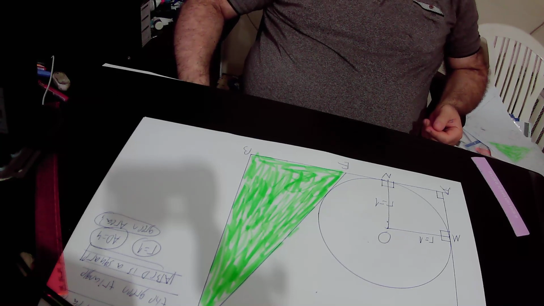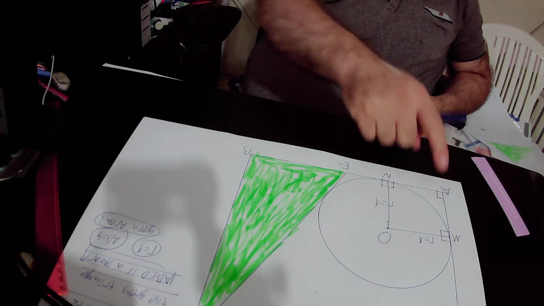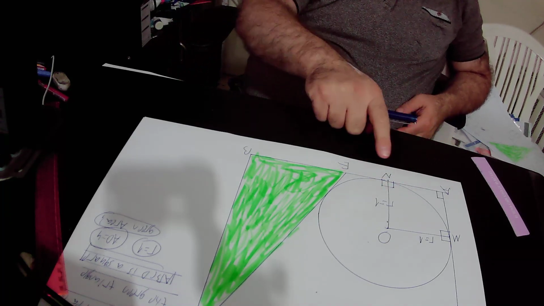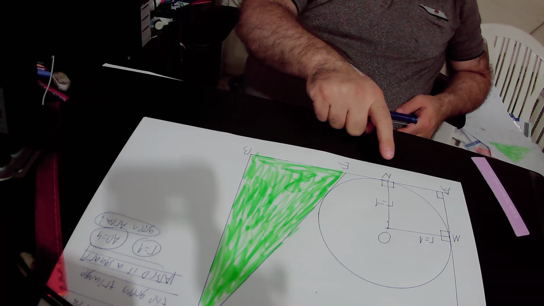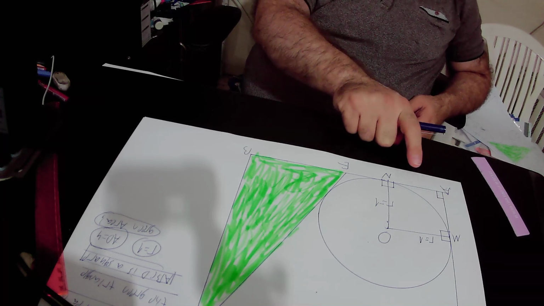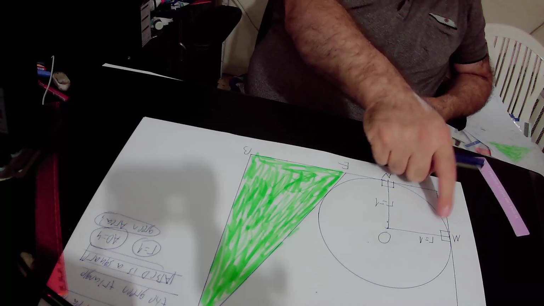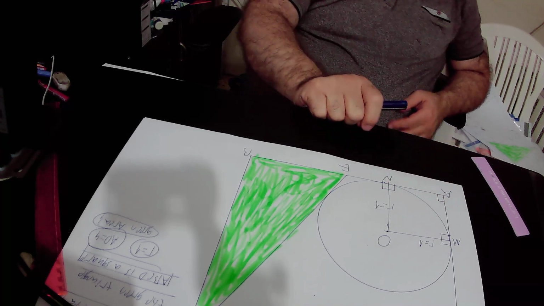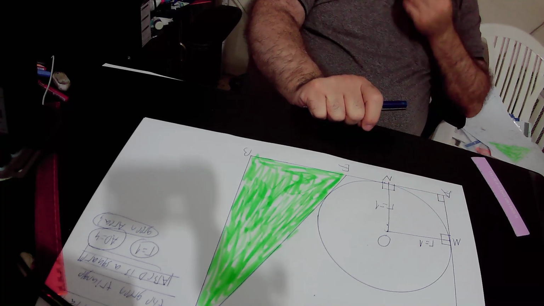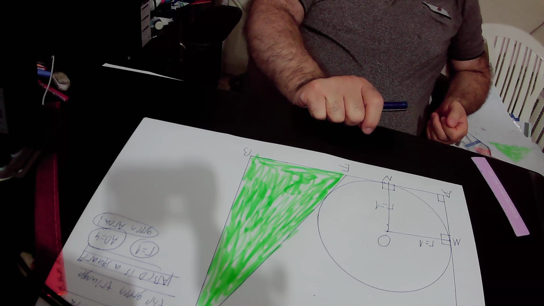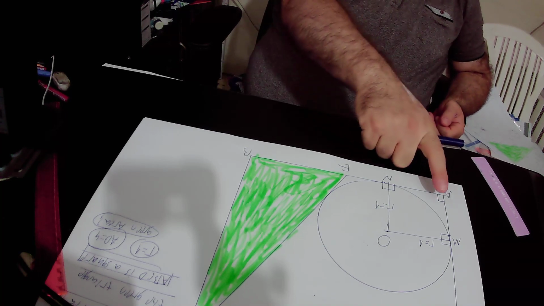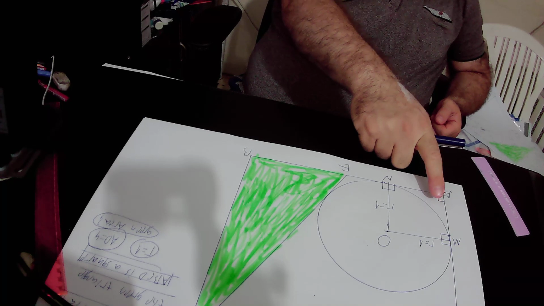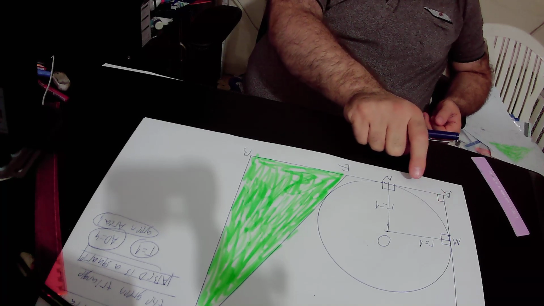So, actually, in quadrilateral MOAN, this small quadrilateral, we have 3 right angles. 1, 2, 3. And the sum of 3 right angles is 90 times 3, which is 270 degrees.